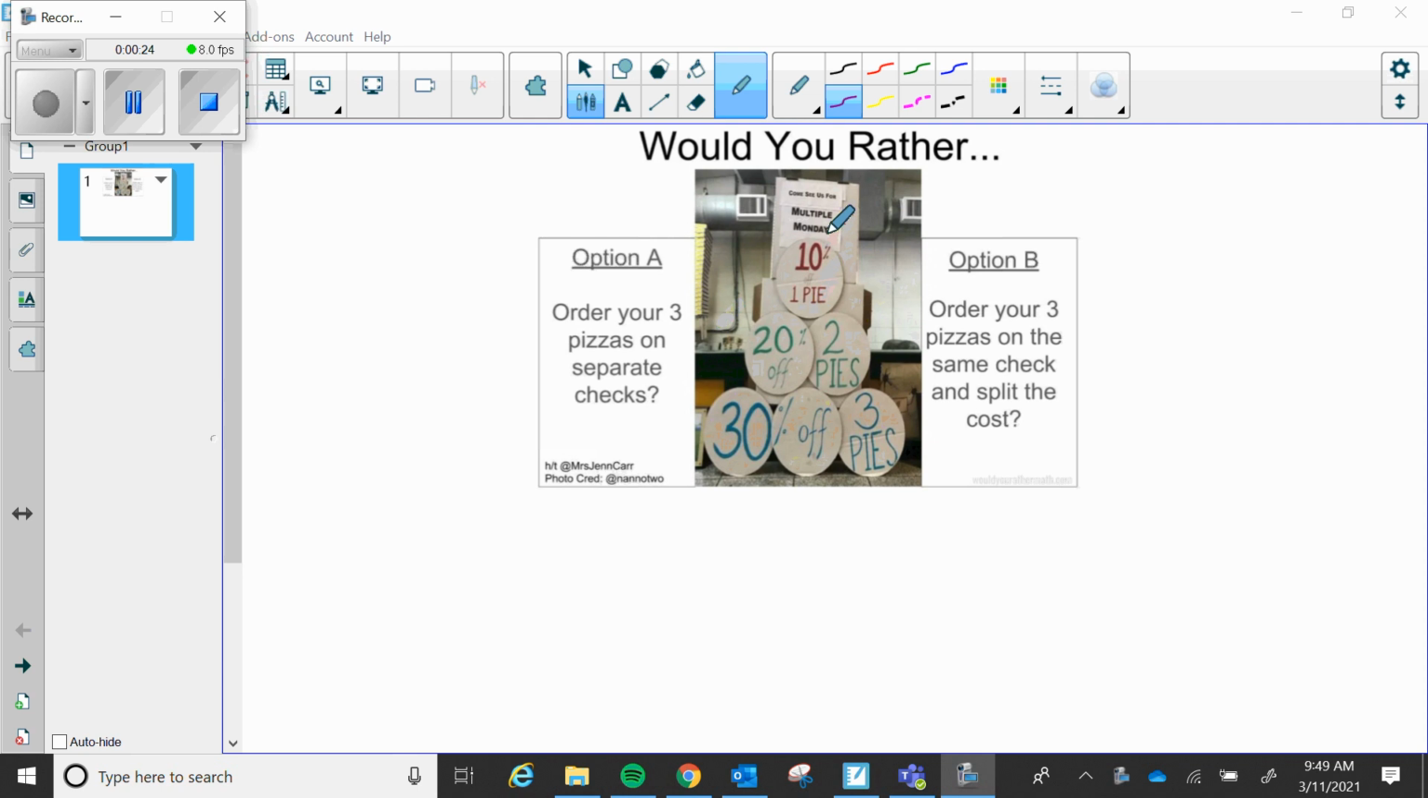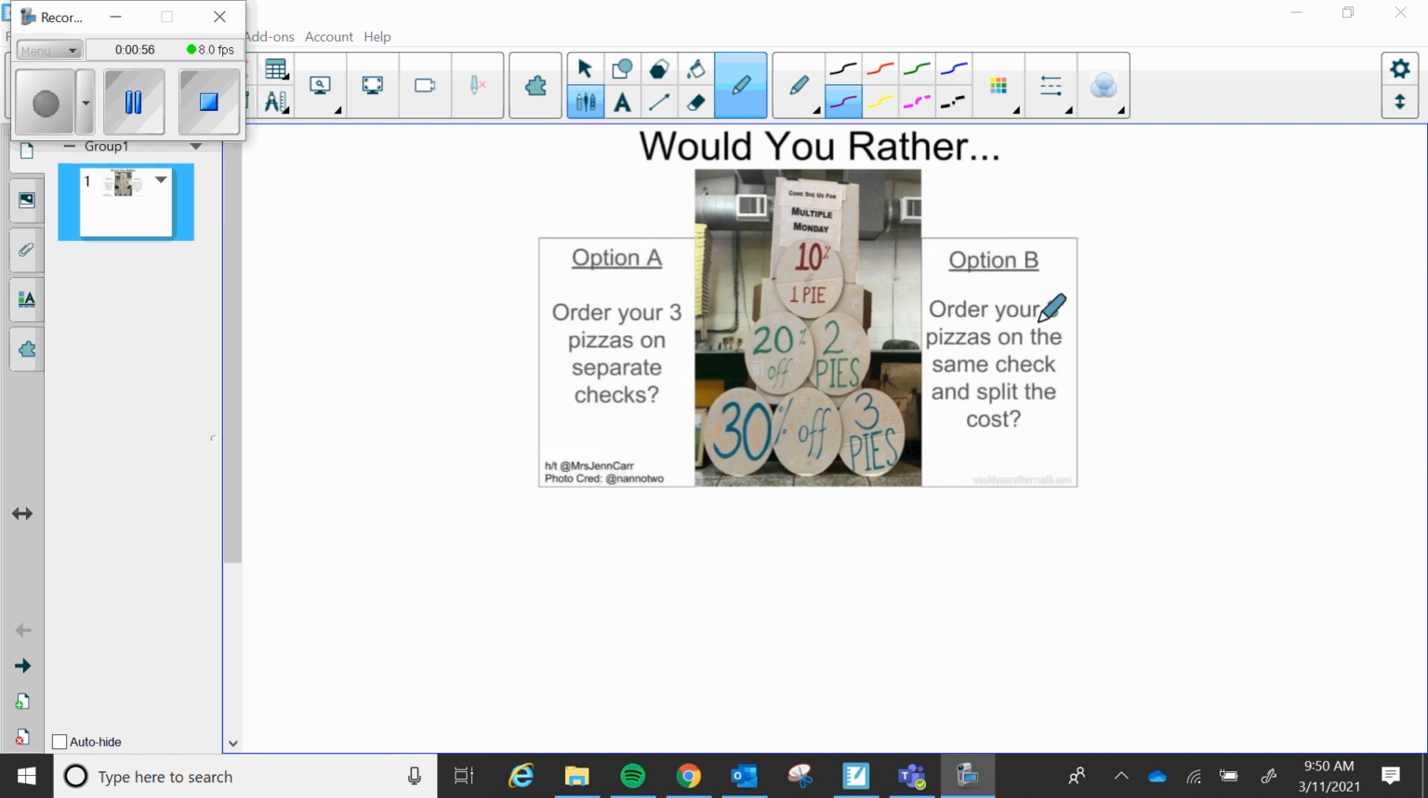So it's talking about pizzas. Option A is order your 3 pizzas on separate checks. That means we've got 1 check, 2 check, 3 check, each with a separate pizza. But if we buy 1 pizza, it's 10% off that 1 pizza. On the other hand, option B is we order 3 pizzas on 1 check and then we just split the cost. So it's basically like you and 2 of your friends, so 3 people total, are going to a restaurant and trying to figure out what would be the best deal. What would we rather do?